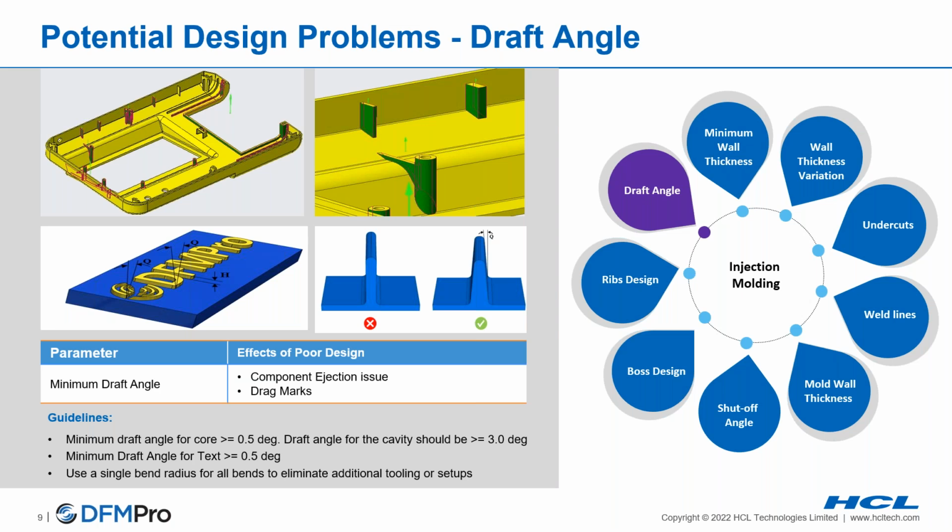Next one is the draft angle. The draft angle is an essential feature while designing a plastic component. A draft is required on all faces in the direction of mold movement so that the part can be ejected from the mold easily. A sufficient draft angle reduces cycle time and improves productivity. The impact will be component ejection issues and drag marks. Generally, a draft angle of 0.5 degree is recommended for core, 3 degree for cavity, and 0.25 to 0.5 degree for side cores.